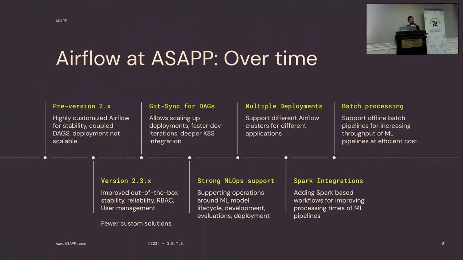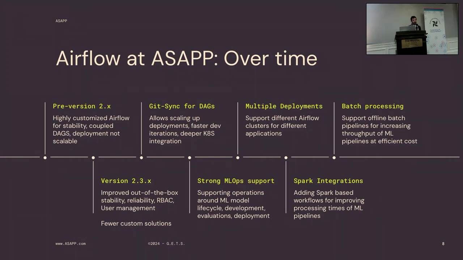We were in the Airflow world pre-2.0, 1.8, 1.10, and at that point, we were using highly customized Airflow for stability. We had our DAG images and our Docker images coupled, so it was super unwieldy. And we had a lot of workflows which we'd written to stabilize it because it was not production scalable at that point, but it was still useful.